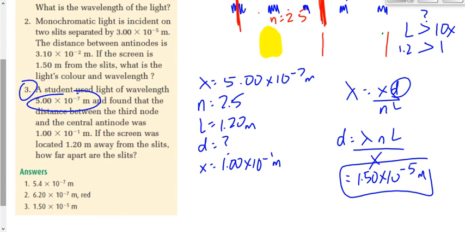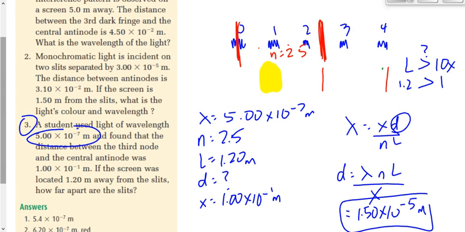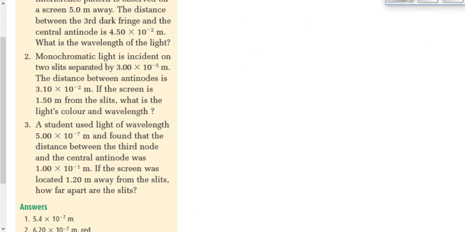Good there? Yeah, Ollie? Can you go to number 2? Yeah. Okay, let's have a look at number 2 then, Ollie.